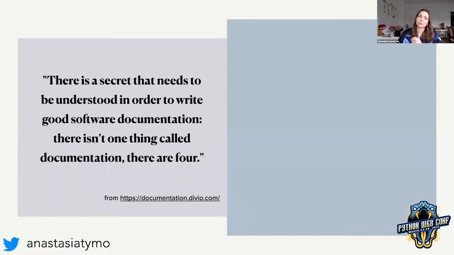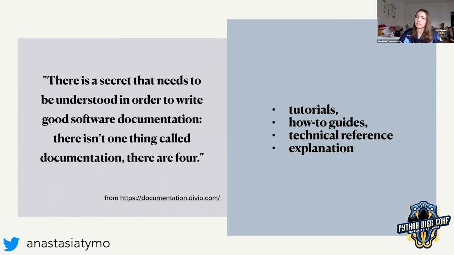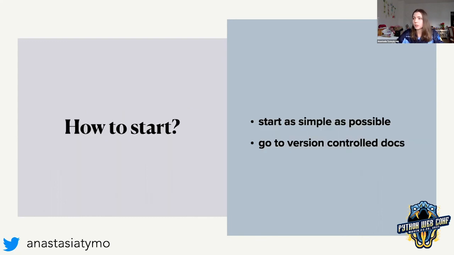There is a secret about documentation, and I want to share it with you. There are 4 types of documentation. I really like documentation.divio.com, because it explains which kinds of documentation are there. There are tutorials, how-to guides, technical reference, and explanation. So choose the ones which you really need, the ones that would help you to onboard newcomers and also share the code. If it's open source or if it's closed source, if it's just for you, still you need the documentation. How to start with Python documentation?